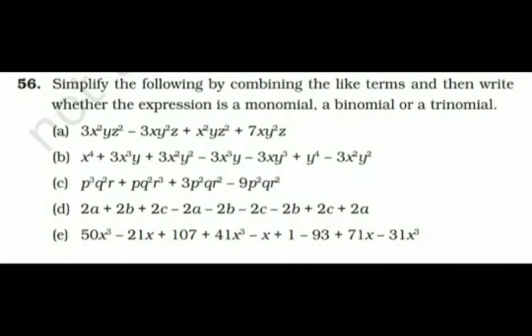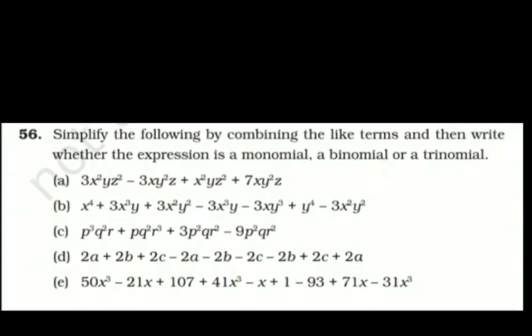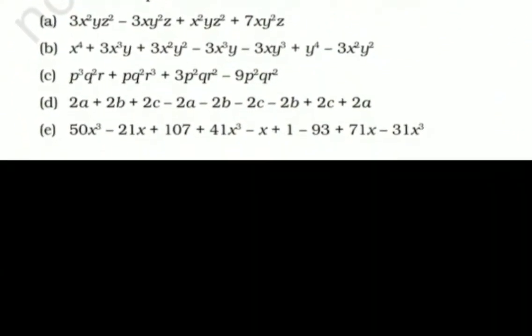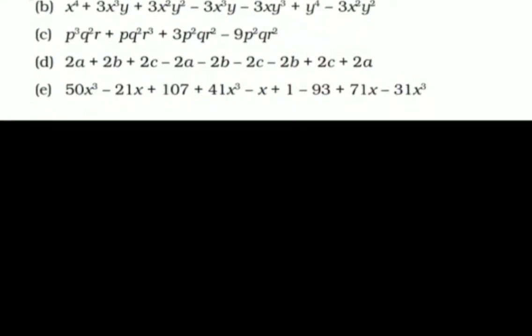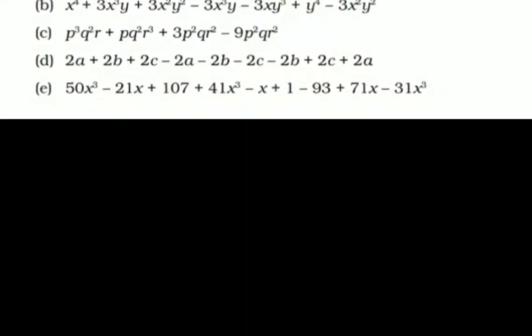My dear students, these are the homework questions. Observe carefully. 5 questions are given, so understand the question. Simplify the following by combining like terms and then write whether the expression is a monomial, binomial or a trinomial. First you have to simplify, means add or subtract by combining like terms. Then after getting the answer, you just mention whether it is monomial, binomial or trinomial. Very simple question.